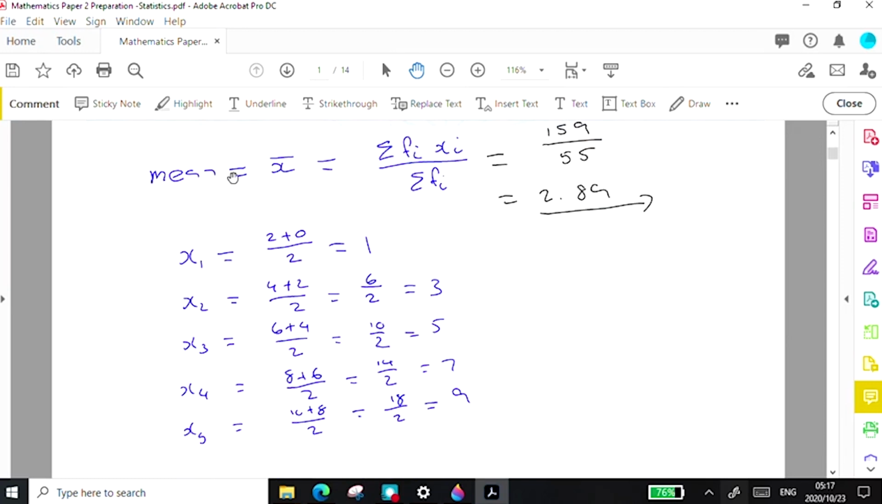To find the mean, we need the sum of all the fi times xi divided by the sum of the frequencies. And we got 159 divided by 55, which is 2.89.